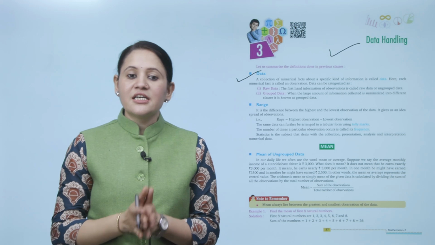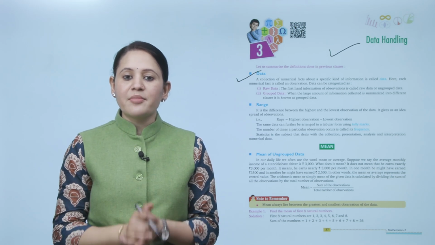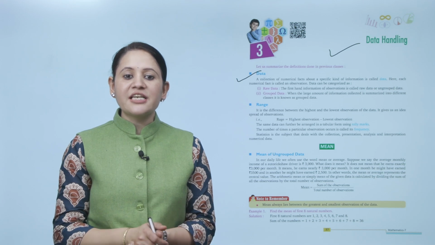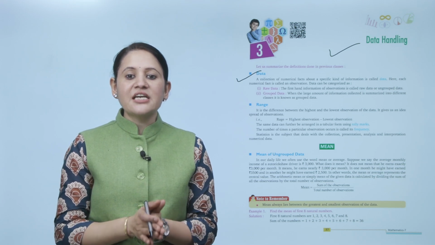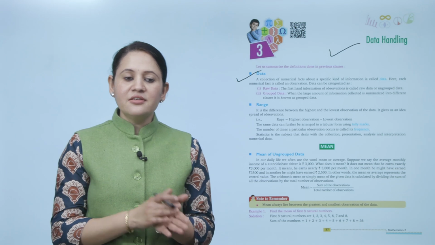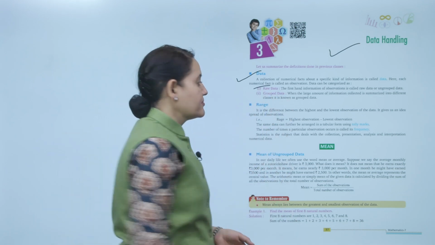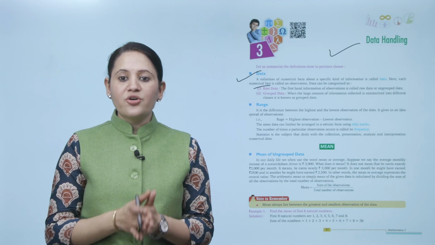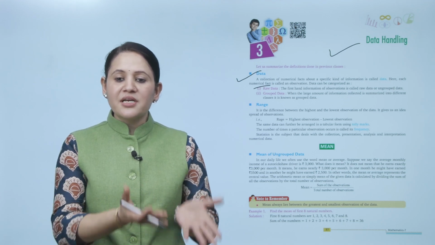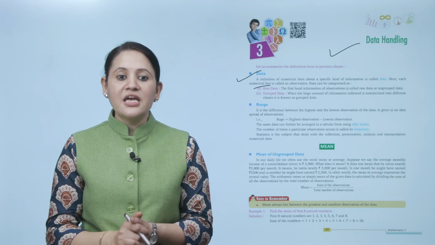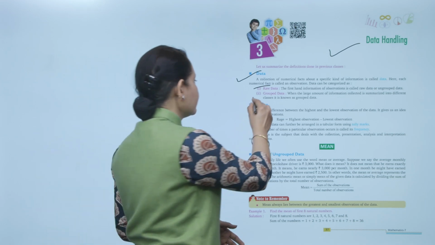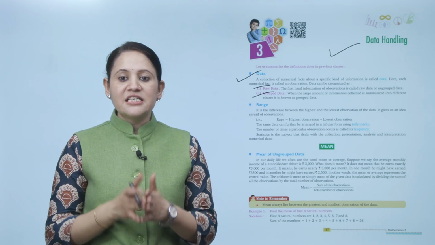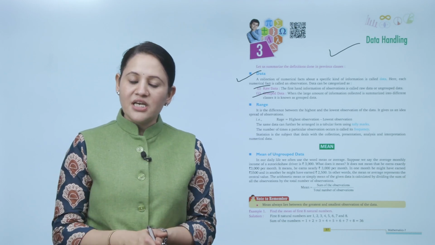So what is data? Data is a collection of numerical facts about a specific kind of information. Here each numerical fact is called an observation. Data can be organized as raw data. The first-hand information of observation is called raw data or ungrouped data. Means जैसा हमने collect किया उसी form में है, that is raw data. Next is grouped data. When a large amount of information collected is summarized into different classes, it is known as grouped data.